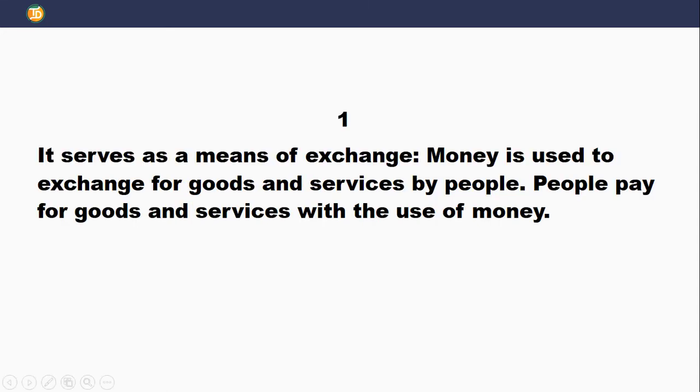Now let's look at the functions of money in any society. Number one function of money is that money serves as a means of exchange. So money serves as a medium of exchange for goods and services. We can use money to exchange for goods and services. So that's the major and important function of money.